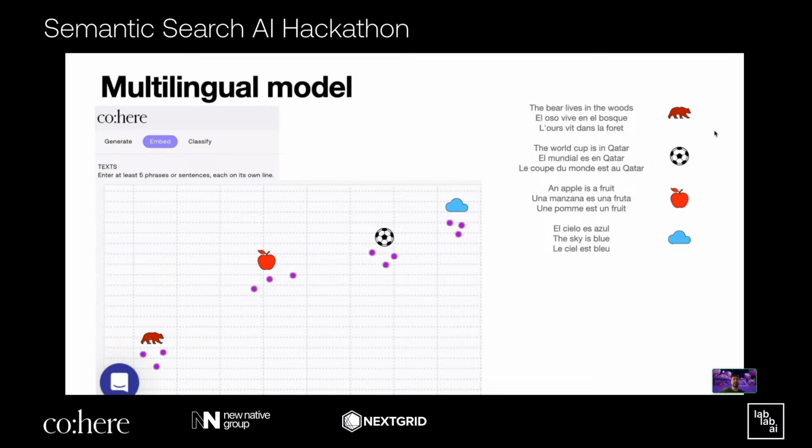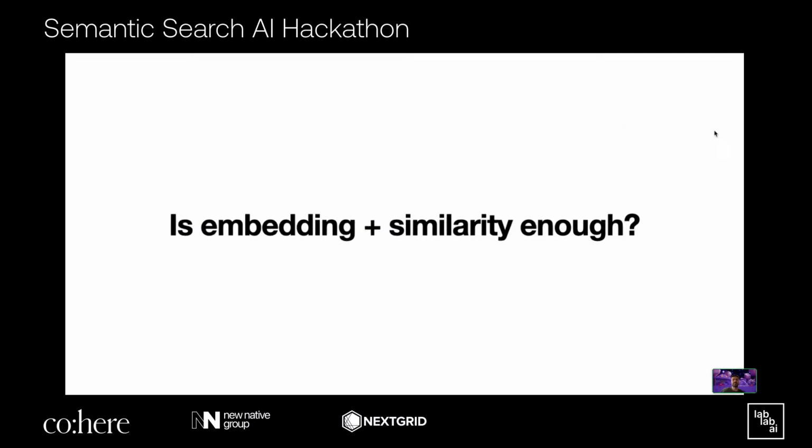So as you can see, the bread and butter of the multilingual model is that it not only sends similar sentences to points that are close, but it sends similar sentences in a bunch of different languages to points that are close. And that's one of the amazing things about the multilingual model.